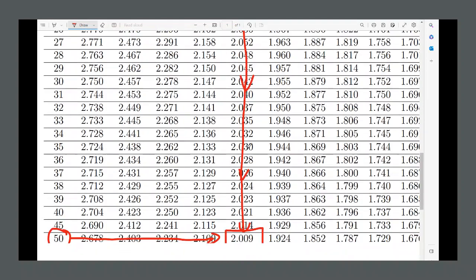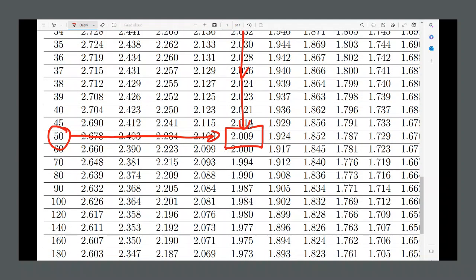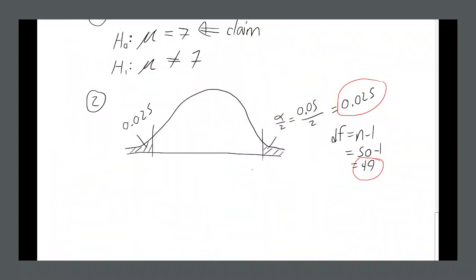When we match those up, we get 2.009. Now the t-table will give us the positive value, and it's up to us to know that it is negative to the left of the center and positive to the right of the center. So those are our two critical values bounding our rejection regions.